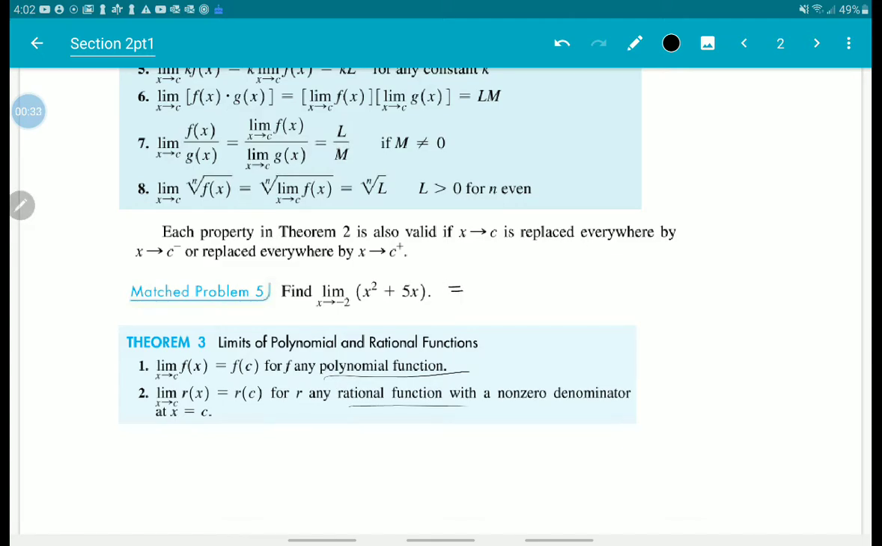So if we look at this one here, matched problem 5, they're asking us to find the limit as x approaches -2 for the quadratic x squared plus 5x. To find out what that limit would be, we're going to substitute in -2. That's going to give us 4 minus 10, which is -6. Now I want to compare this to the graph. So I'm going to go to Desmos and graph this.